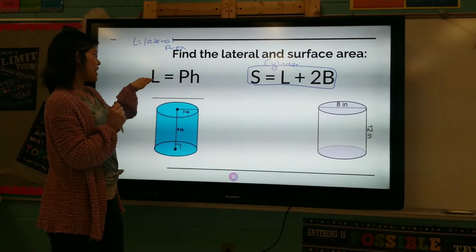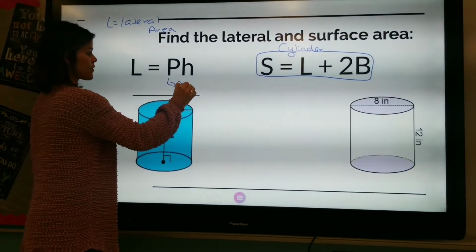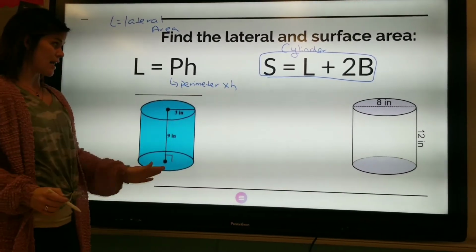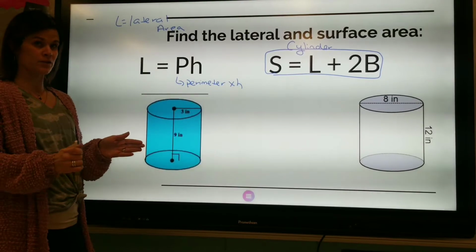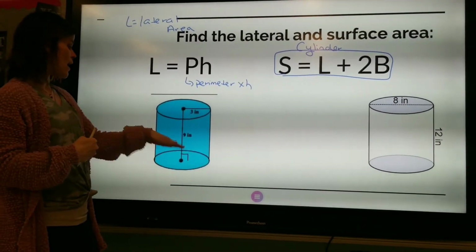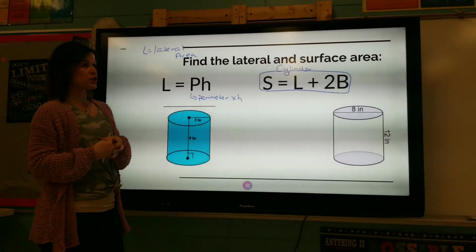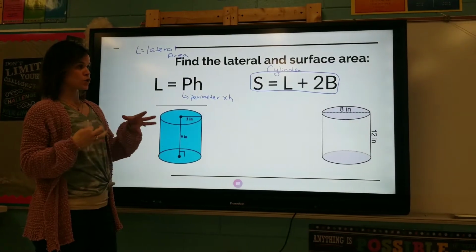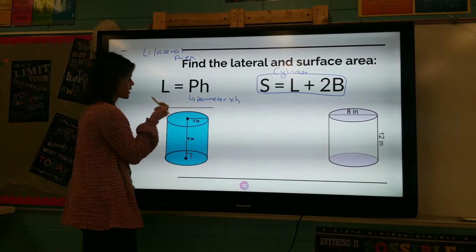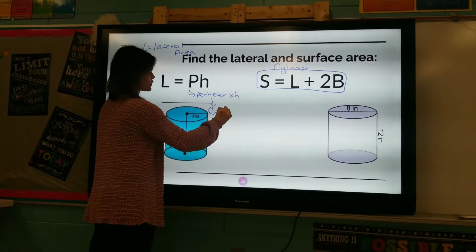So to find lateral area, you find the perimeter of your base, so P stands for the perimeter, and we will multiply that by how tall, again, the height stands for how tall the three-dimensional shape stands from base to base, okay? So then we have to think, well, how do I find the perimeter of a circle? Because the base is a circle. How am I going to use what I know about circles to find the perimeter? What do you guys think? Tyler, what you got?